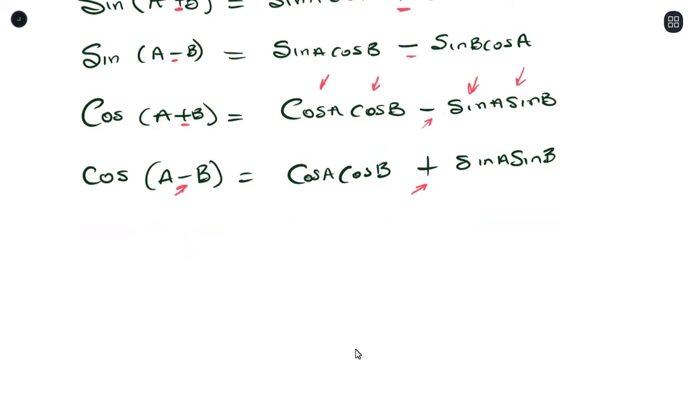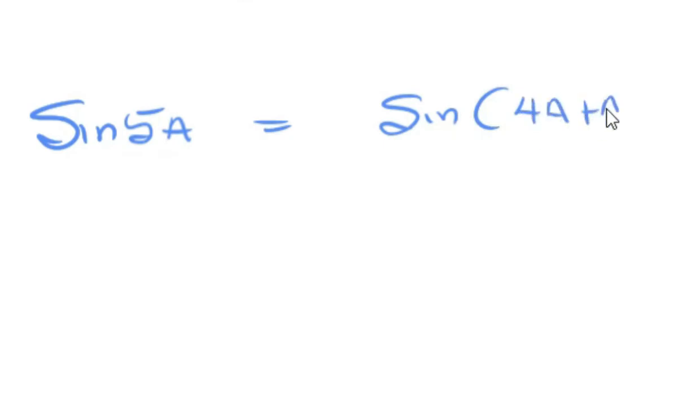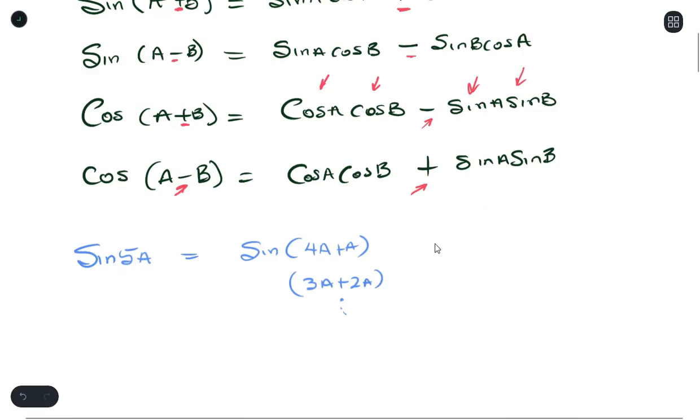One thing you should also know is that identities don't necessarily always have A minus B. You could also create your own A and B. What I mean by that: if I have something like sine 5A, this can be written as sine (4A plus A), or as 3A plus 2A, and so on. Depending on the type of question you get, you will know what you can break it down into. This works a lot with special angles.